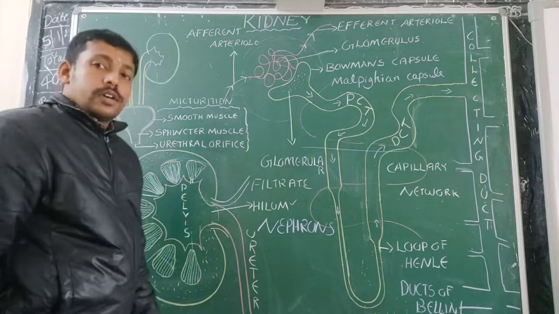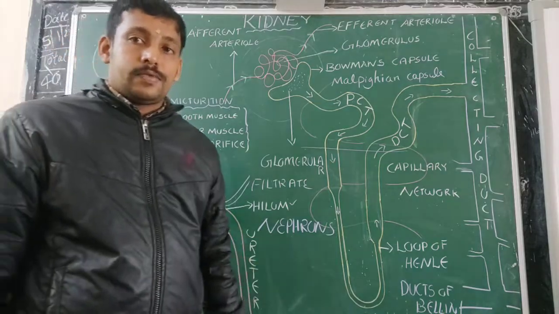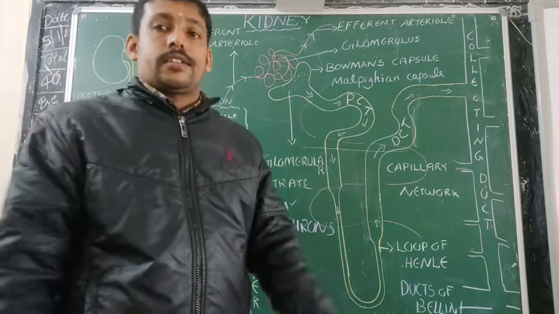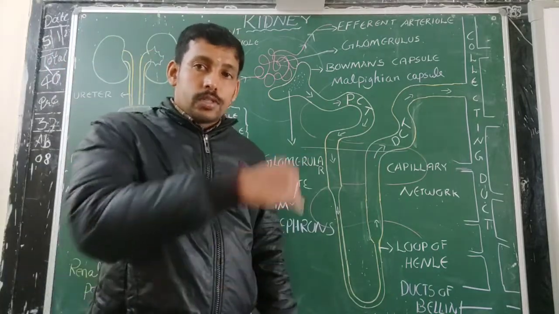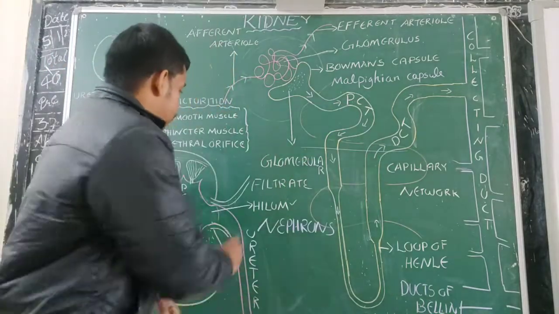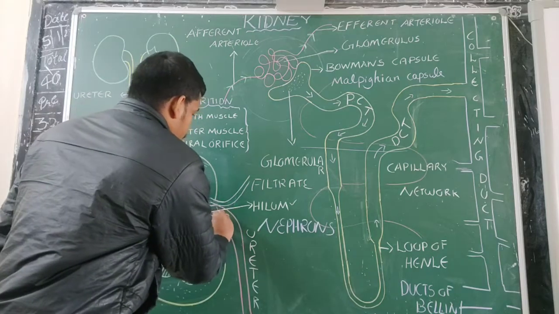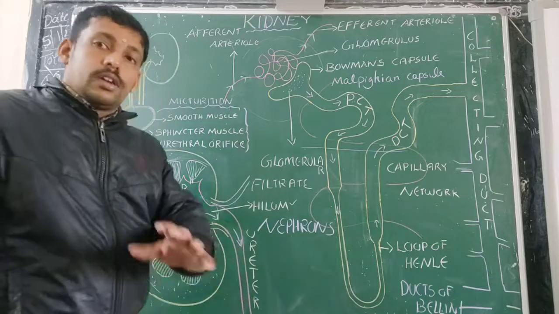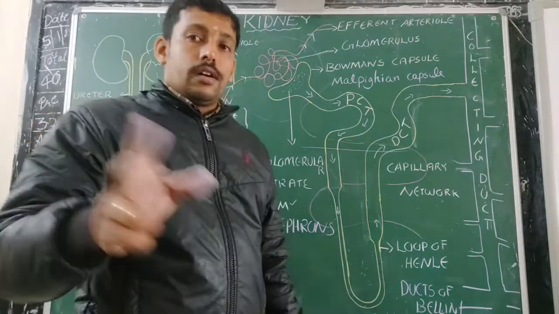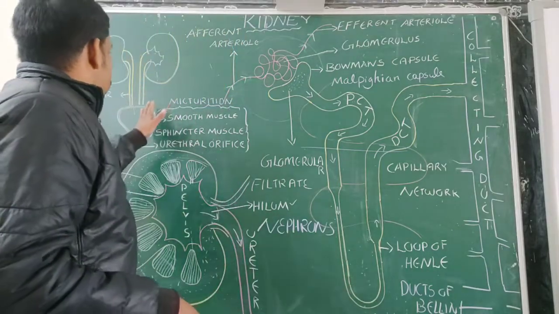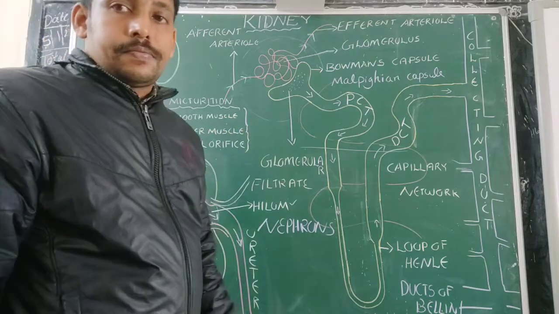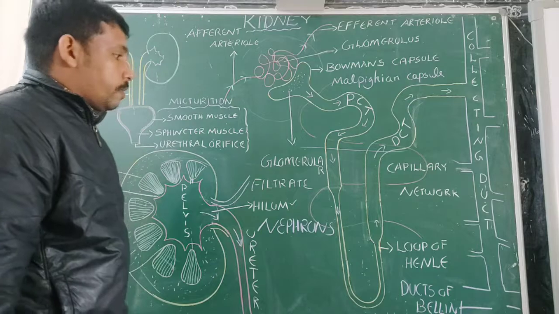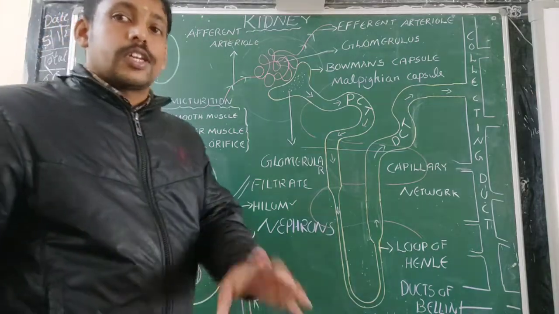Okay, and finally it leads to what? The ureter. So we can say that the ureter is the largest collecting duct. And through the ureter, what happens? The urine goes for temporary storage in the urinary bladder. Okay, so that is the thing that we have to study in this section.